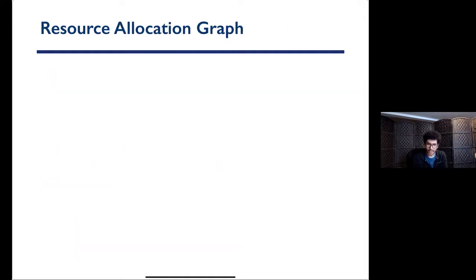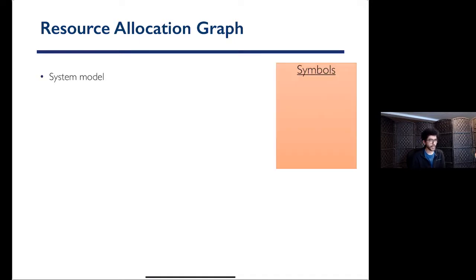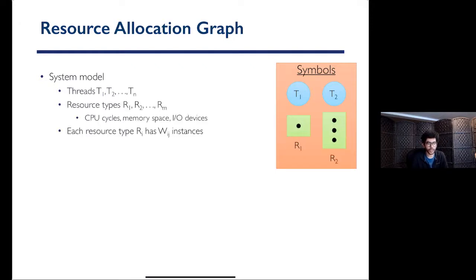Now let's get a little bit technical, not much, just as much as needed to explain some of the algorithms that are going to come. So let's talk first about the resource allocation graph. So what is this? I'm going to just define some symbols. We're going to talk about threads as a unit of computation here. We're going to talk about resources, and each resource is going to have some units.